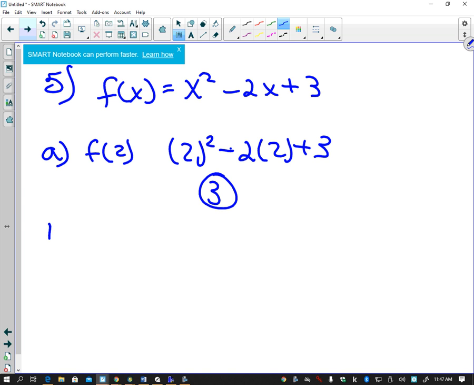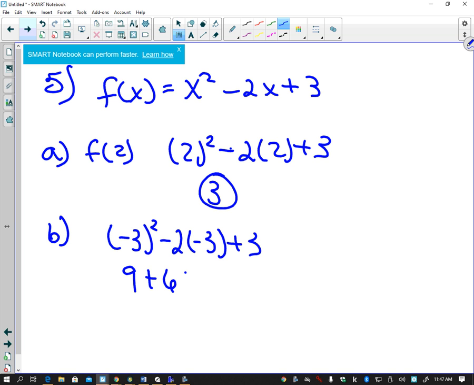It also has a b, so it wants f of negative 3, right? So that's negative 3 squared minus 2 times negative 3 plus 3. So I get 9 plus 6 plus 3. So I should get 18. So I should get 3 and 18 on that. Does that work for you guys?